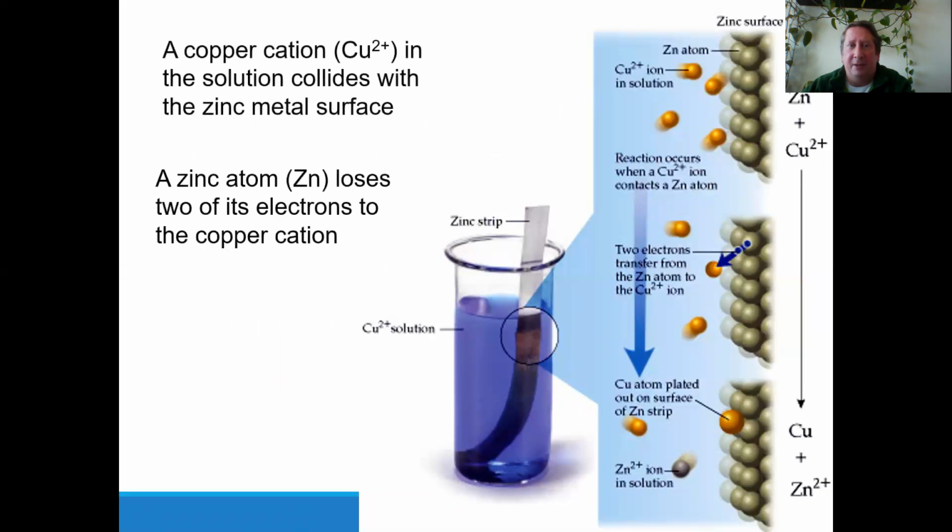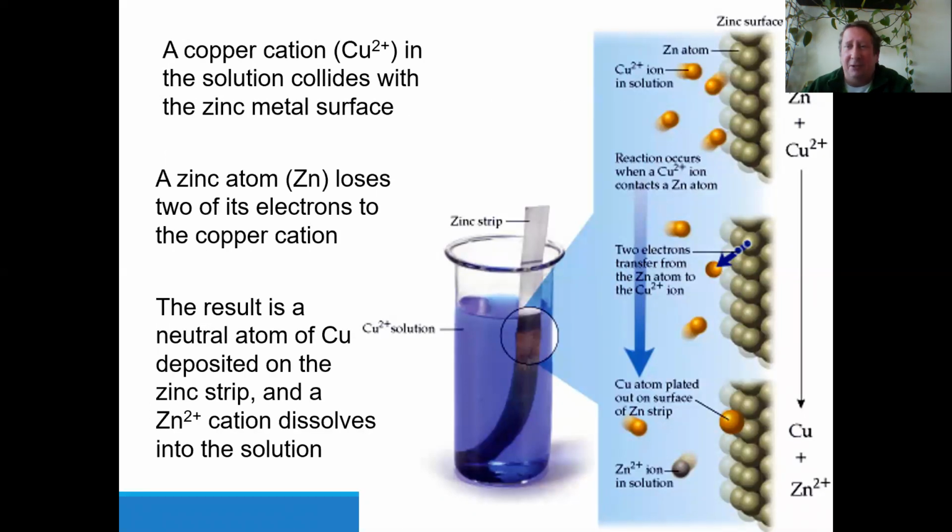Here's another image of what's happening. You decide if you need to add anything to your notes. There may not be much here to add, but looking at the picture, the blue solution of copper 2 plus and the silvery zinc metal strip. The zinc metal strip is darkened in the solution because precipitate is starting to form on it.